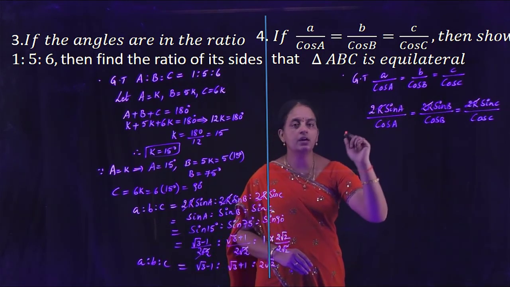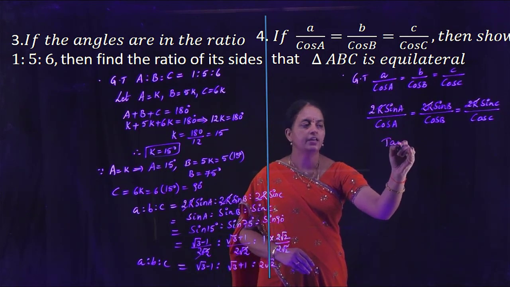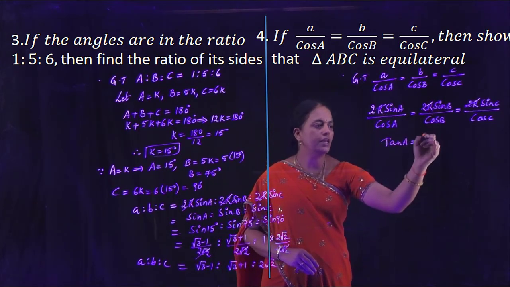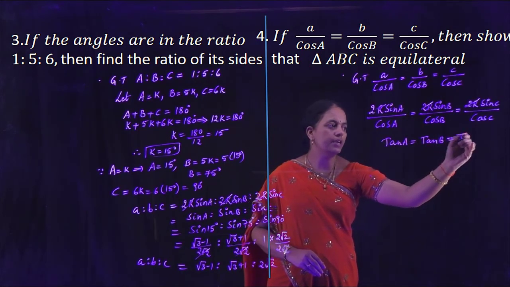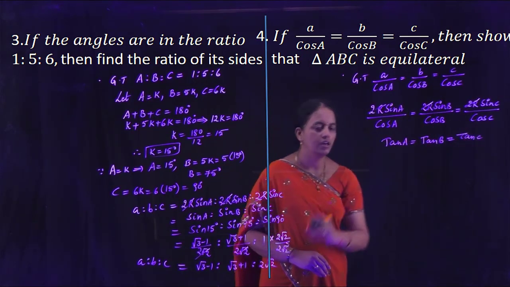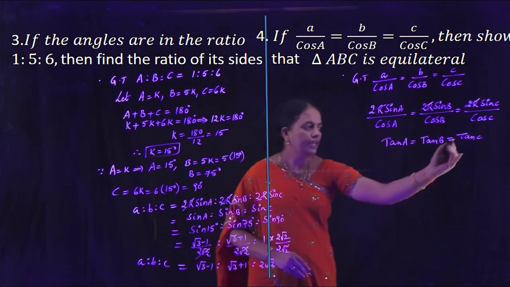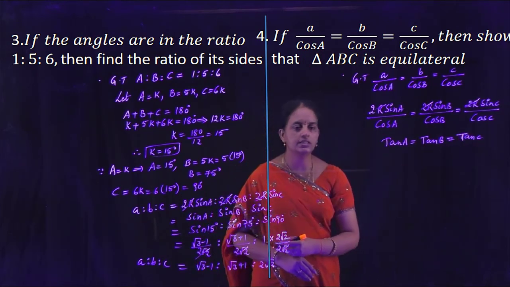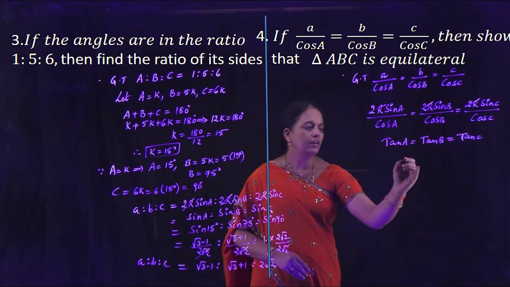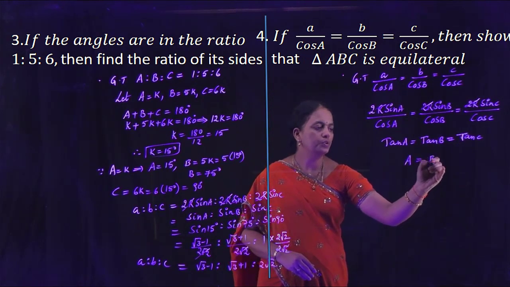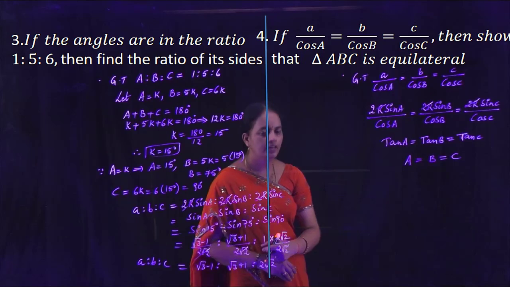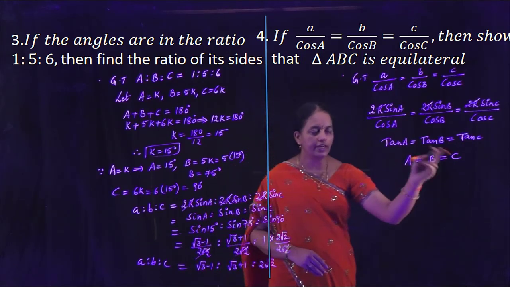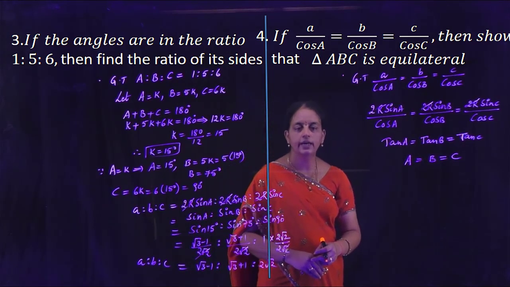Sin A by cos A means tan A. Tan A is equal to sin B by cos B, which means tan B. This is equal to sin C by cos C, which means tan C. Tan A equal to tan B equal to tan C. From this we can write A equal to B equal to C. These are the three angles in a triangle. We get angle A equal to angle B equal to angle C.